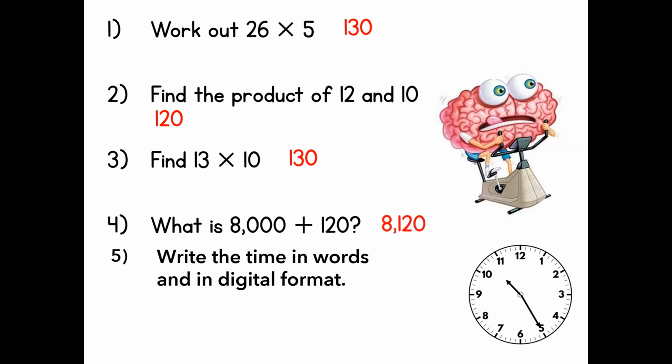Question 5 is our time question. The clock's minute hand is pointing to 5, showing that 25 minutes have passed since the start of the hour. This means it is 25 minutes past. We can see that the hour hand has passed the number 10. It is 25 minutes past 10. We write this in digital time like 10:25. Remember, digital time is always the hour, then the minutes past the hour.